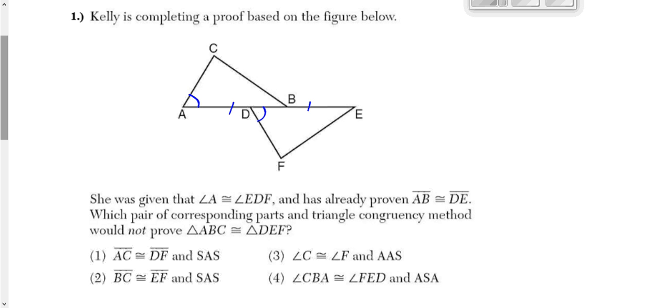So what's the key word here? Not. Not prove. And by very specific ways for each one, right? Like one of them might prove the triangles congruent, but not by side angle side. See what I mean? So you said number what? 2. So what do you guys think? Any other thoughts?